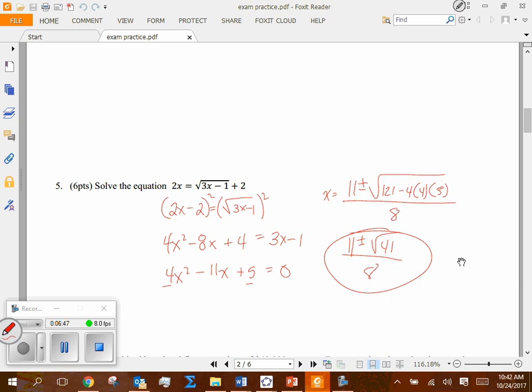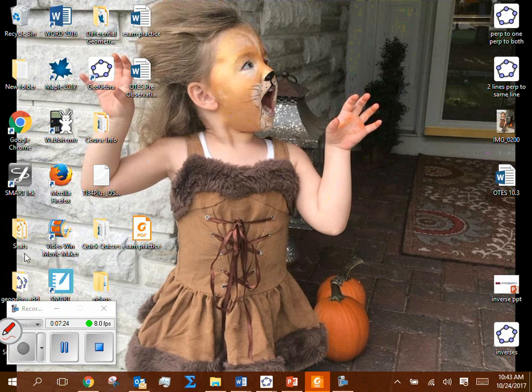All right, so when I do that, one of these x values is 2.17. And then the other one is, let's see here, 11 minus root 41 divided by 8, which is 0.57. I need to check those to make sure they both work, or if one of them does not work.